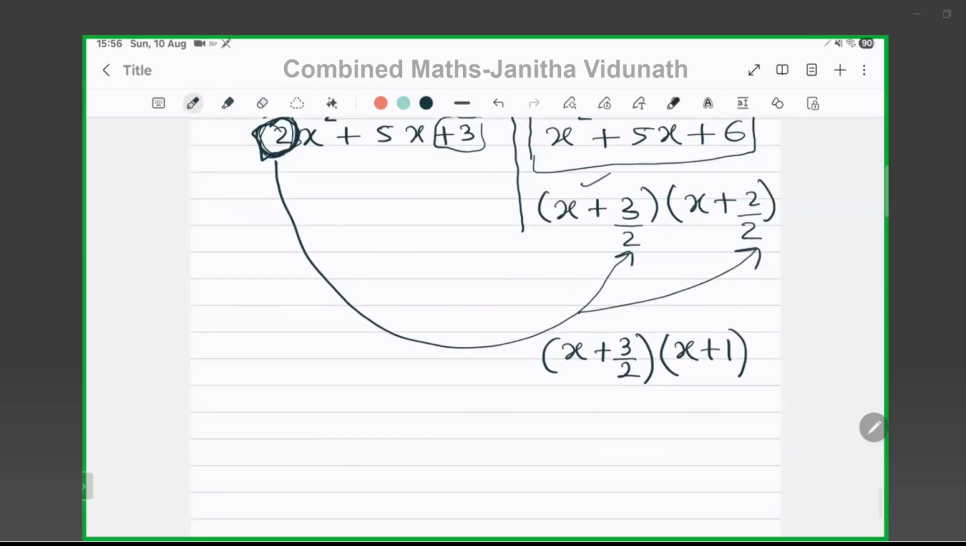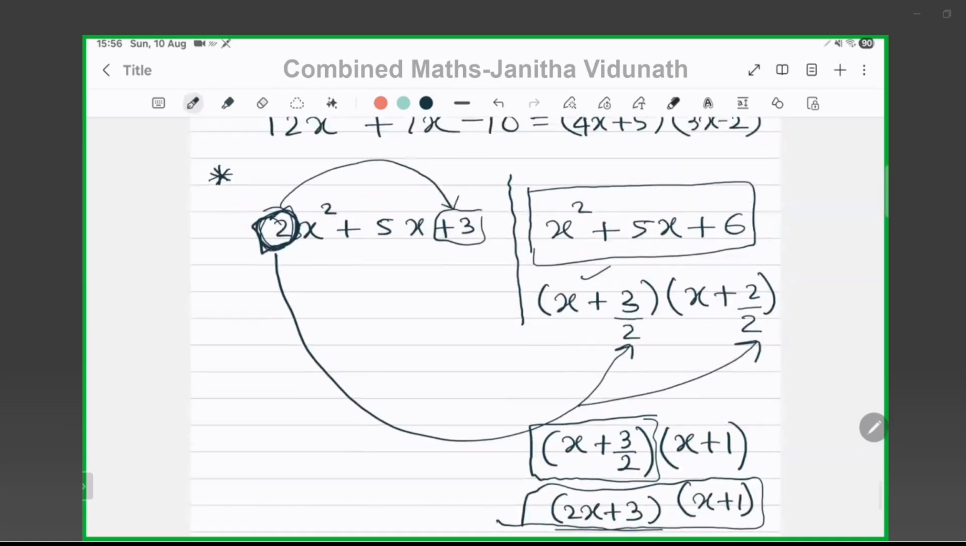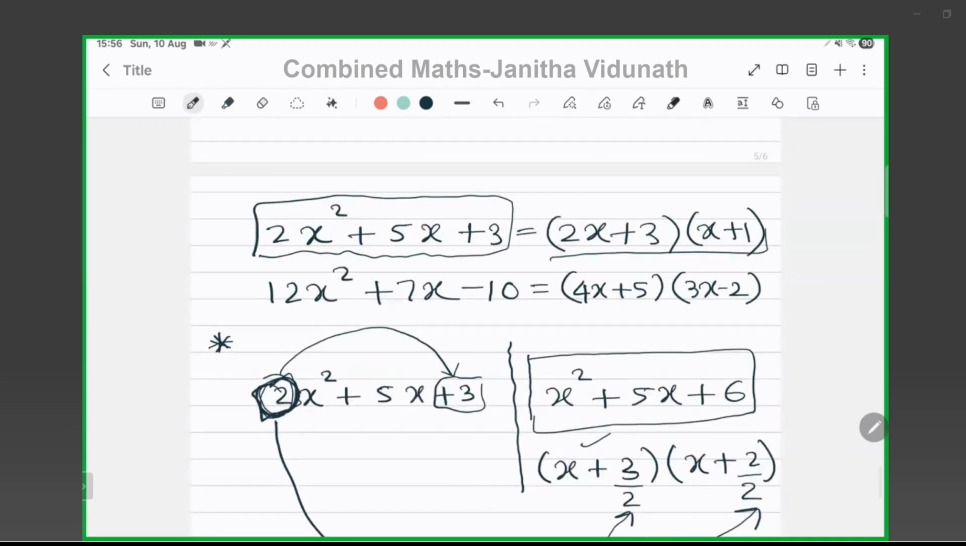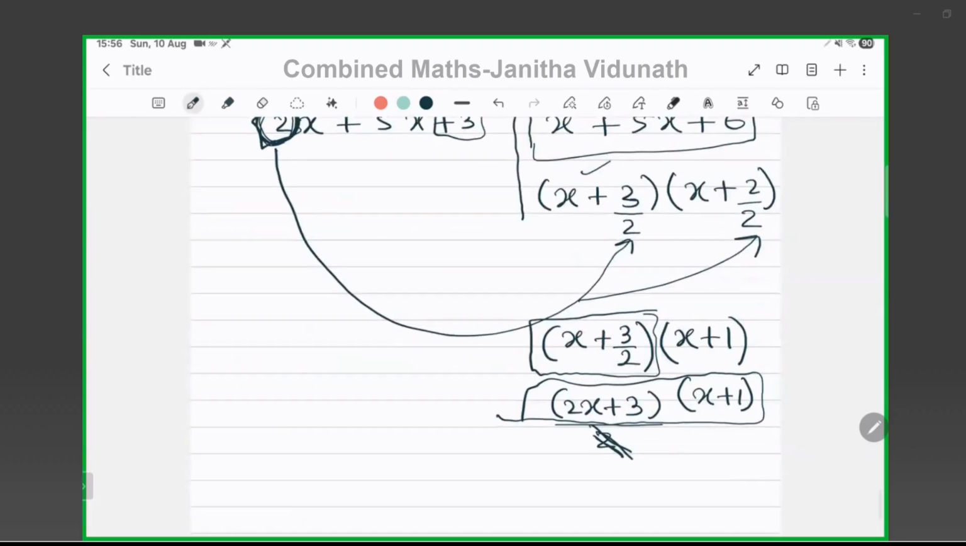Here we already get the factors as usual. The number we get is a fraction, so we need to get a common denominator here. The common denominator is 2. Then we get 2x plus 3. Then we get the factors as the same factors from the long method. Keep in mind, all these steps we do on a separate graph paper.